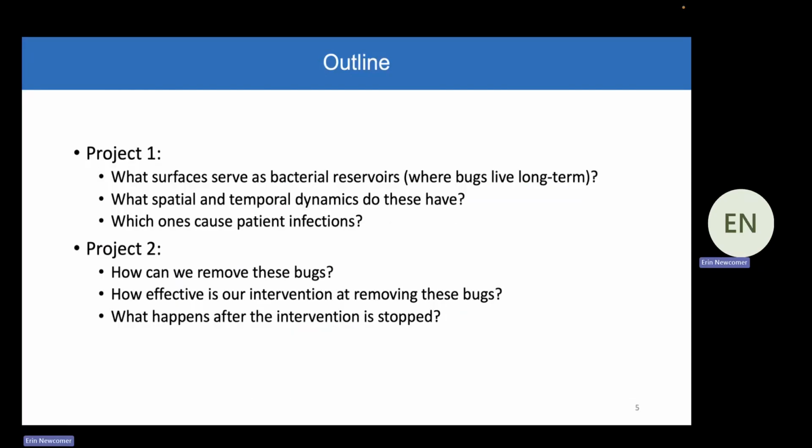My goal today is to talk through two different projects that I've been involved in that are investigating these bacterial reservoirs in hospital systems. The first project is kind of a who's there and what are they doing project. We're looking at what surfaces can serve as bacterial reservoirs, what sort of spatial and temporal dynamics these organisms have, and which ones are causing patient infections. Later on, we'll get into project two, where we look at how we can solve this problem. How can we remove these bugs? How effective can an intervention be, and what happens after an intervention is stopped? We'll start with project one, looking at who's there and what are they doing.